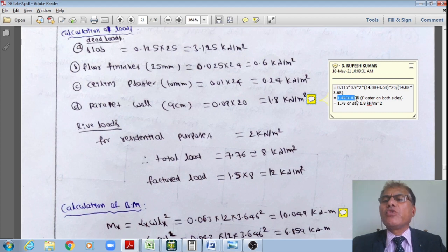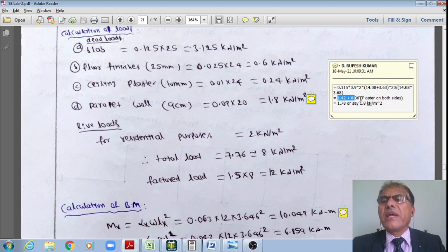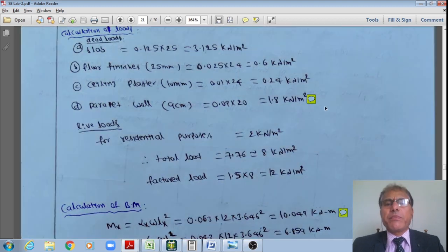And I am also assuming that plastering will be done like this, and even some artificial works will also be done. Therefore, now I'll add say 0.36 kN per meter square for that. Therefore, it now works out to 1.78, or approximately 1.8 kN per meter square, right?